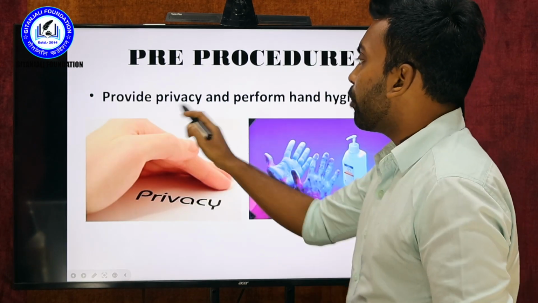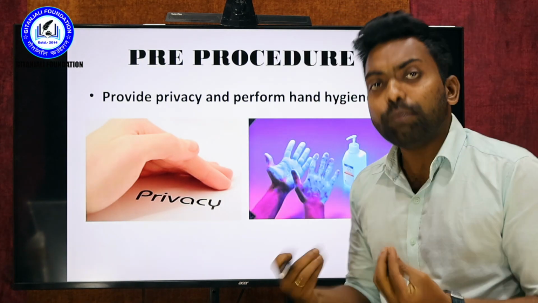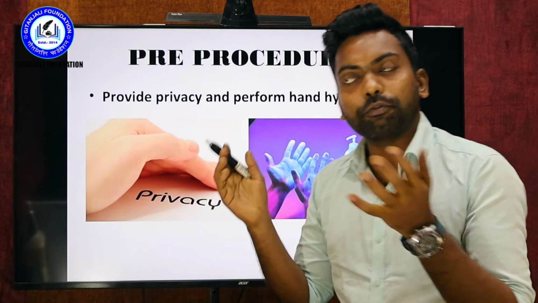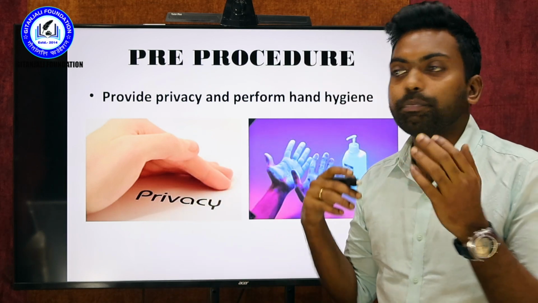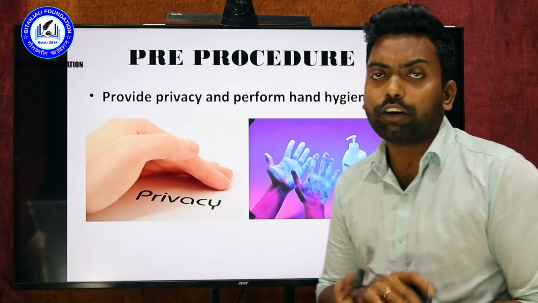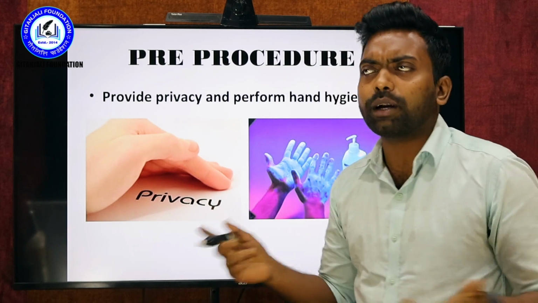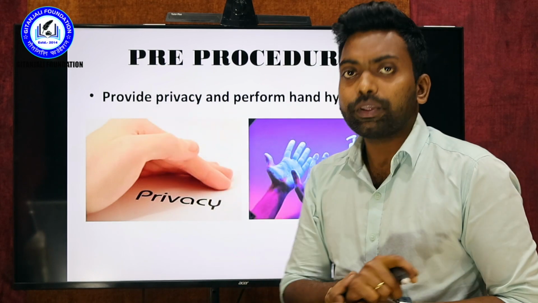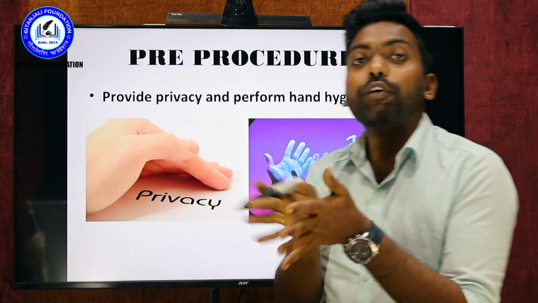The second step is to provide privacy and do hand hygiene. Privacy is very important as part of our nursing ethical measures. We must accept that privacy is a topmost priority for the patient, because a lot of patients feel hesitant and do not allow certain procedures. In that case you must provide privacy, using the privacy screen. So provide privacy to the patient and go for your hand washing. This is also one of the priorities you must do.